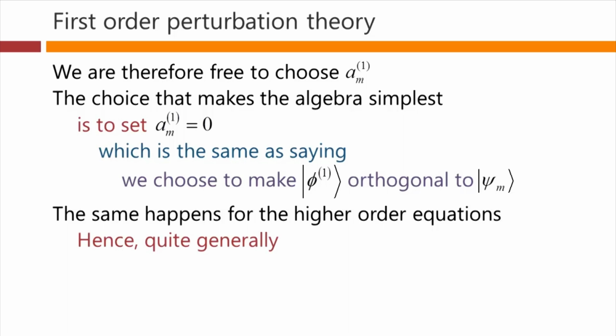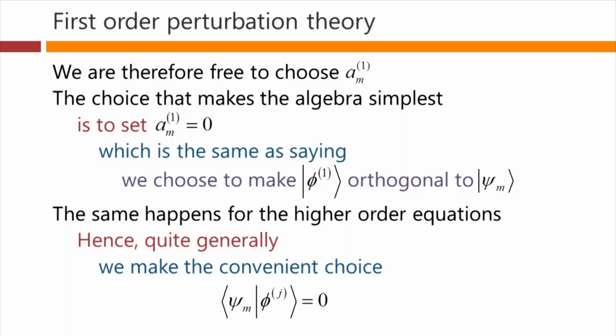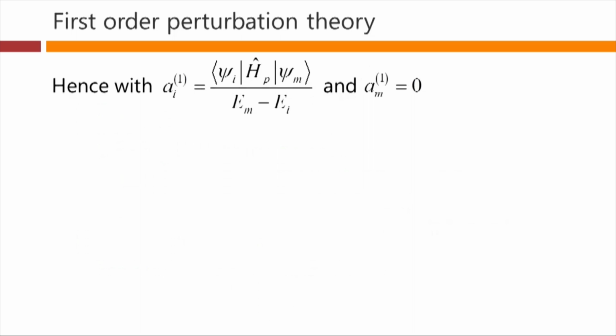So quite generally, what we're going to do in our perturbation theory is to make the overall convenient choice that all of the perturbations to any order are each orthogonal to the unperturbed wave function. We're always free to make that choice, and it makes our algebra much more convenient. So, hence, with our expansion coefficients now worked out, we have this explicit formula for any given expansion coefficient except for i equals m, and for the expansion coefficient of the original unperturbed wave function here, we're choosing that to be 0.